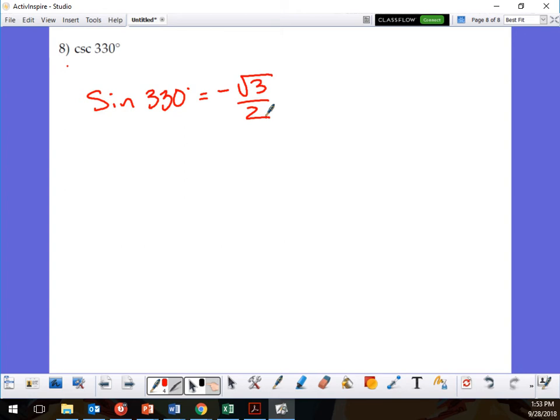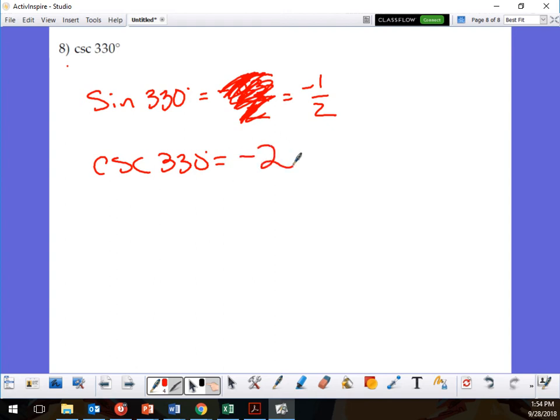Oh, 330. That's what messed up. Hey, it's negative 1/2, not this. Look in the upper right-hand corner. Sorry. Negative 1/2, right? And cosecant of 330 is the reciprocal of that number. So I take that number and flip it over. So what am I going to come up with? Negative 2.